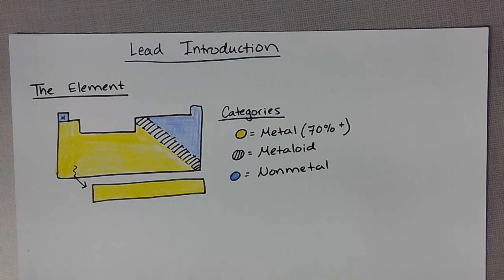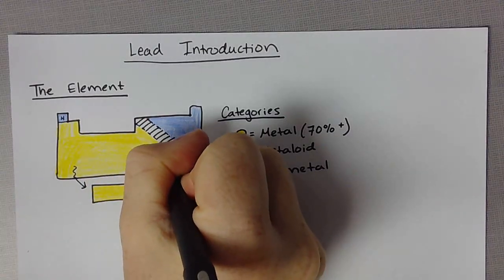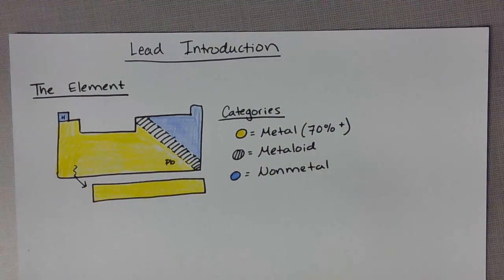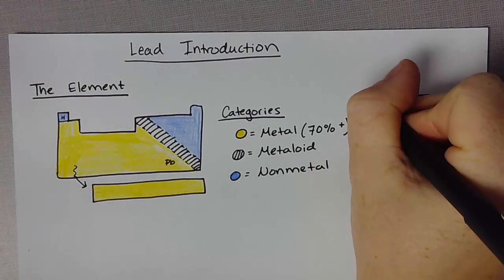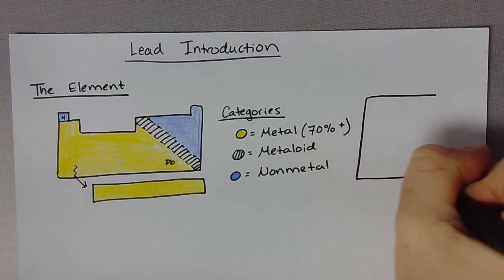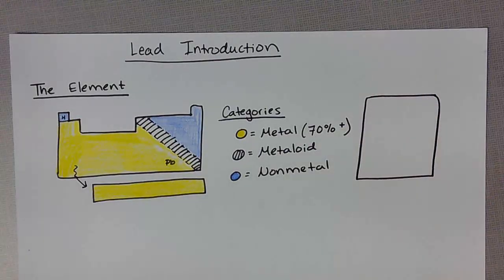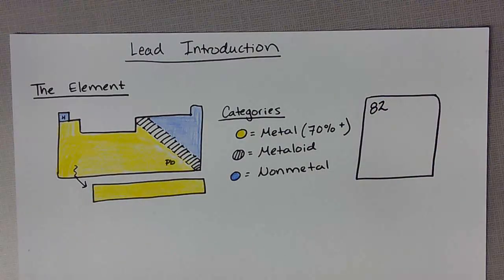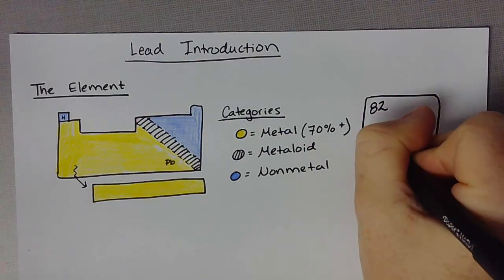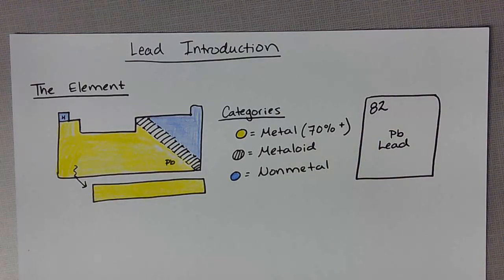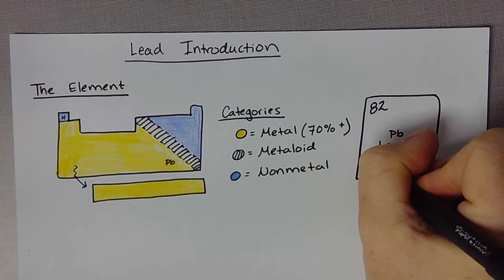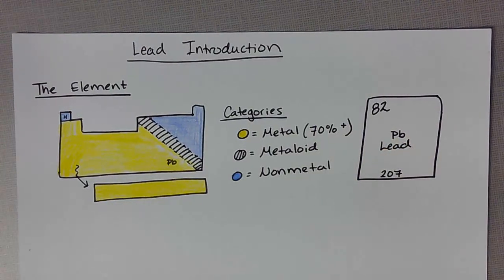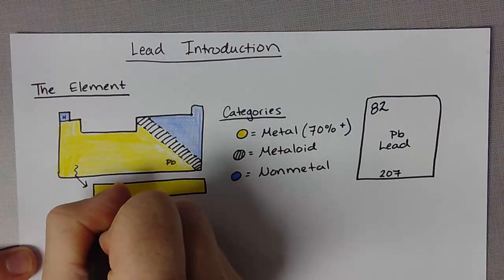Lead on the periodic table is found right about here. Its element symbol is Pb. Remember, those symbols don't always perfectly match the names for a variety of reasons, usually the reason being that the symbol comes from the Latin name. It's element number 82. Already said symbol is Pb, full name is lead, and its atomic mass is going to be 207.